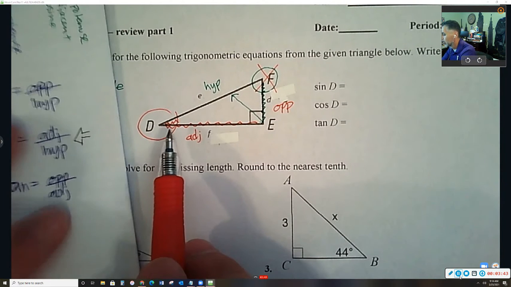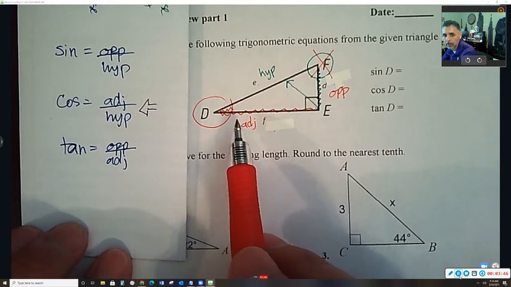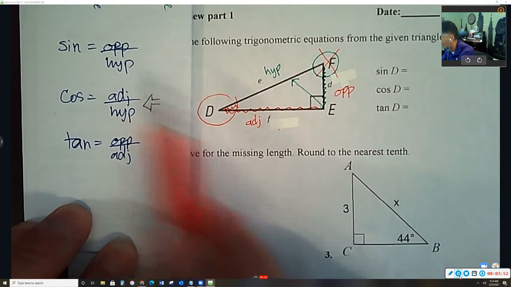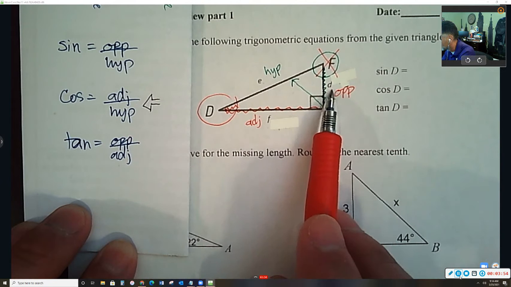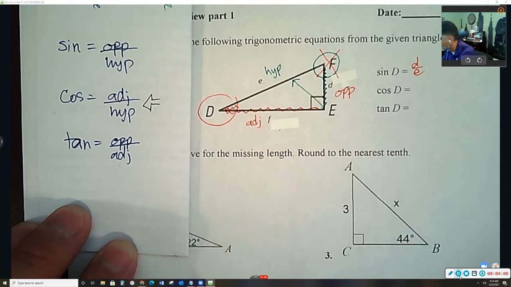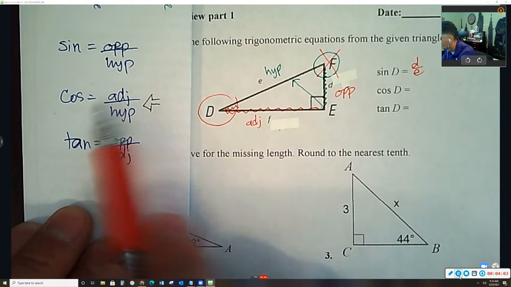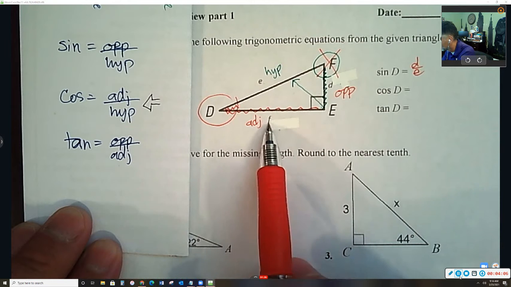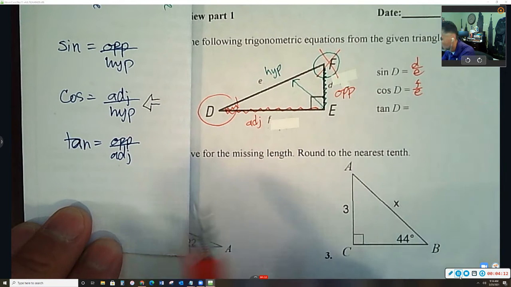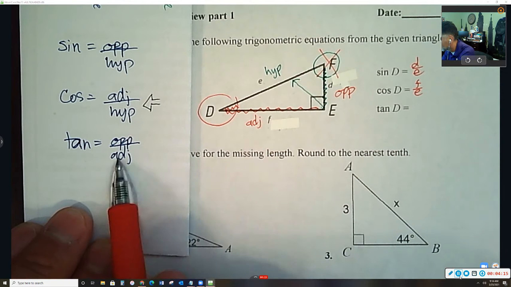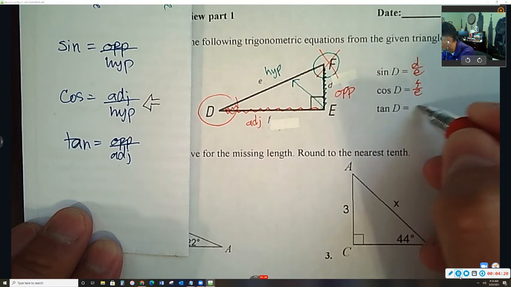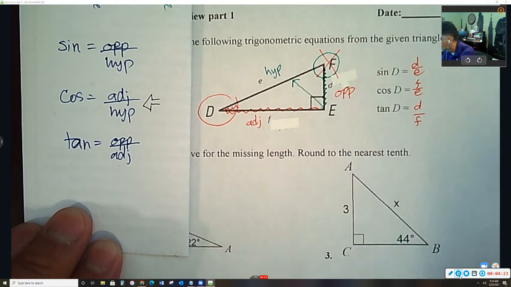So then I can go through with my ratios and find sine of angle D. The sine ratio is opposite over hypotenuse. So we take the opposite side, which is D, and the hypotenuse, which is E, and write it as a ratio, D over E. Cosine of angle D is adjacent over hypotenuse. Adjacent is F, hypotenuse is E. So here we have F over E. And then tangent of angle D is opposite over adjacent. Opposite is D, adjacent is F. So that would be D over F.